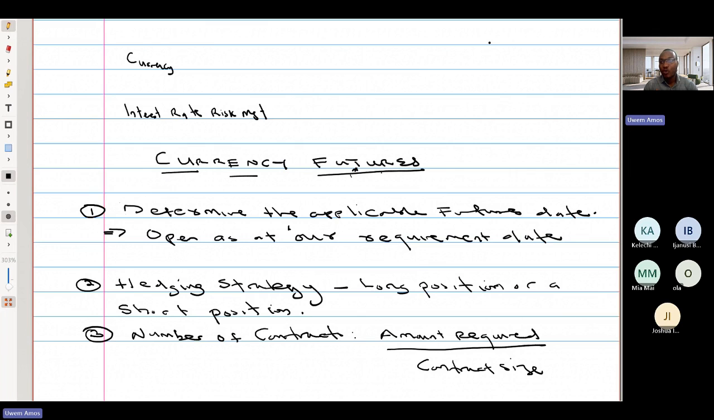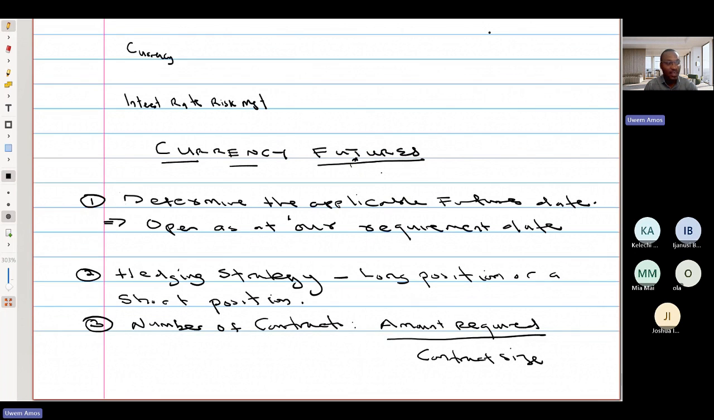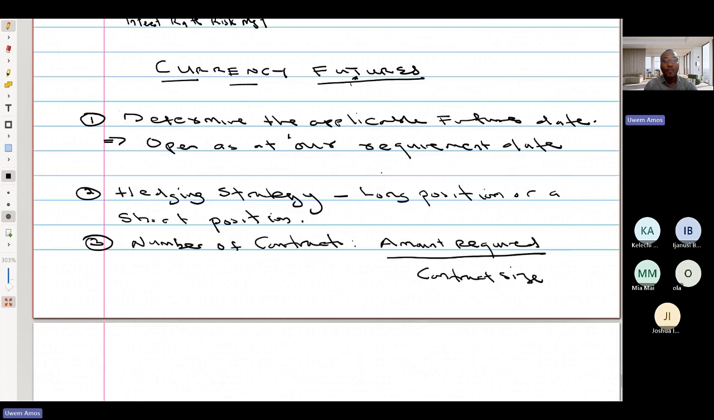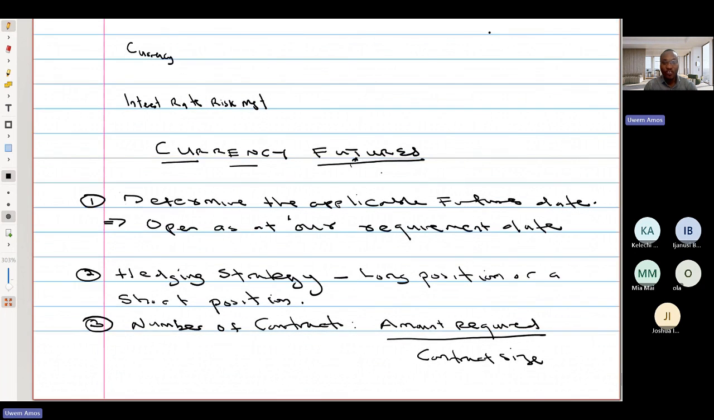The third step is that we determine the number of contracts. That is because futures are sold in blocks, so we need to know how many of those blocks we are going to buy. It is the amount required divided by the contract size. At step 4, we'll talk about the concept of basis and remaining basis. At step 5, we'll calculate our locking rate. And then at step 6, we'll settle in net. So now that the screen issue is sorted, let's begin again with step 1, which is determining the applicable futures date.